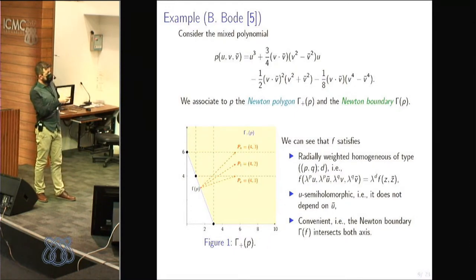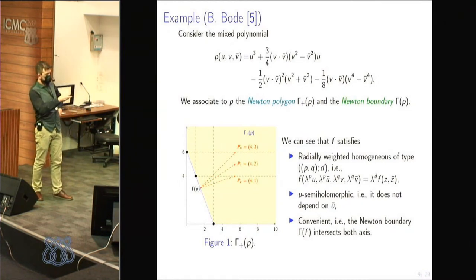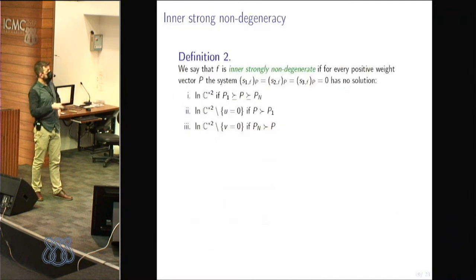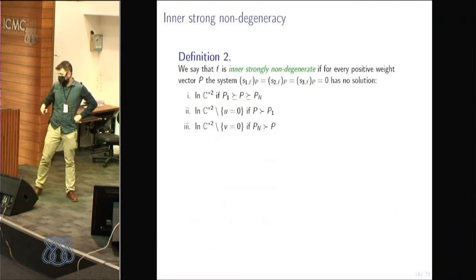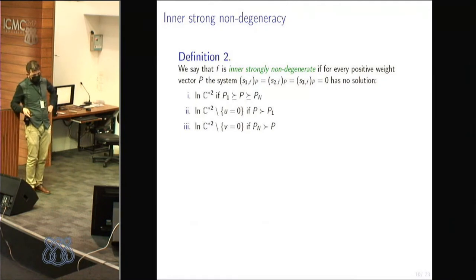Property is that this diagram of F is convenient. That means the Newton boundary intersects the axes. Okay, keep this property in mind. And now we see the condition.